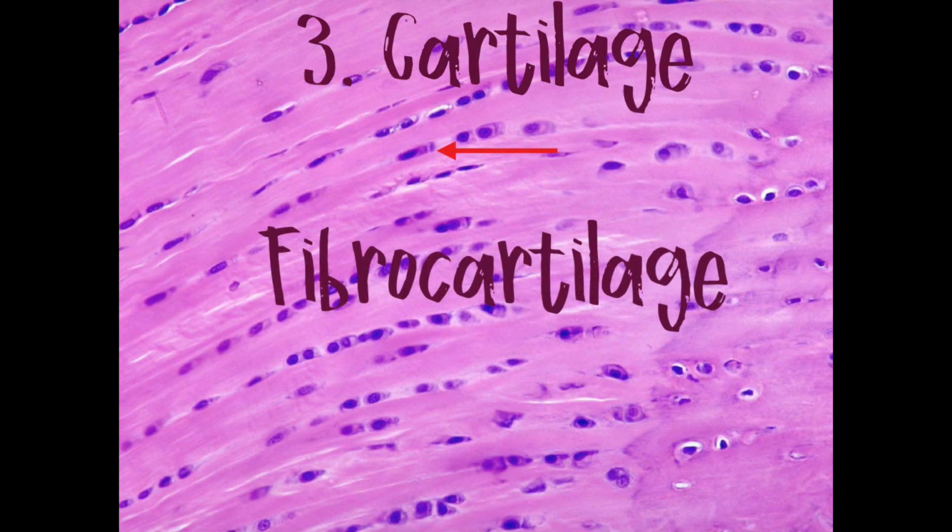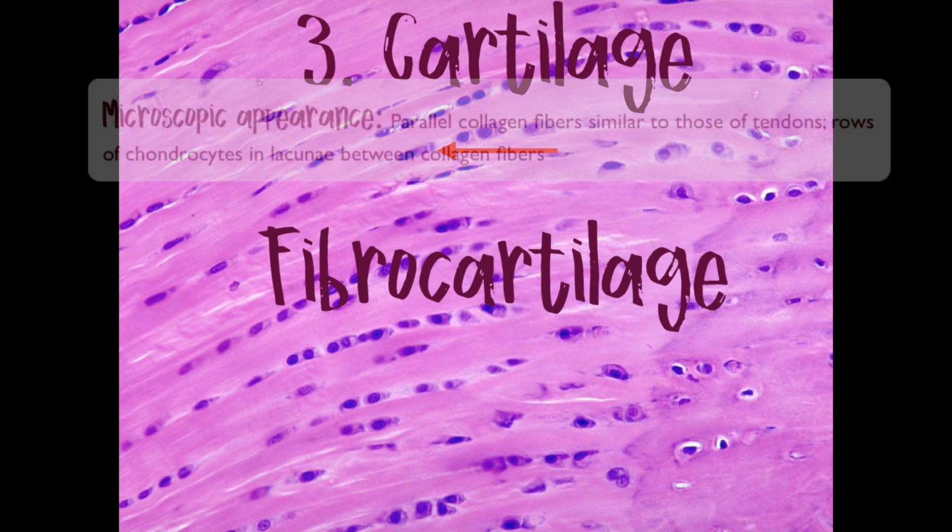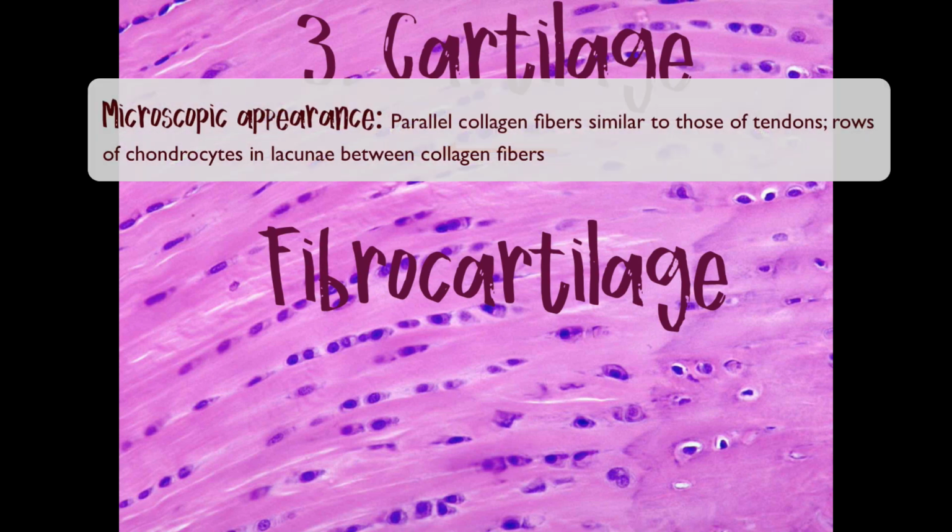All right, and now finally we're looking at the fibrocartilage. In fibrocartilage, you'll notice that there are parallel collagen fibers that are similar to a tendon, but not quite as dense. And you'll notice that there are also a lot more nuclei there. So there are rows of chondrocytes in the lacunae.